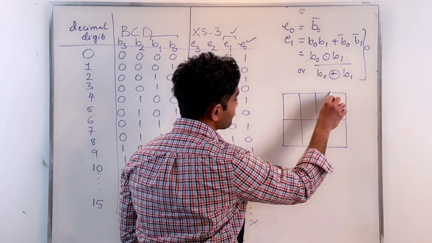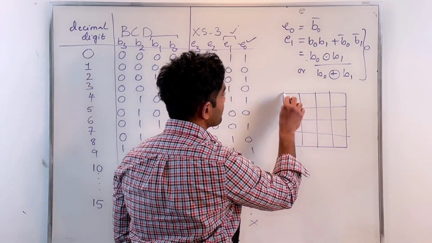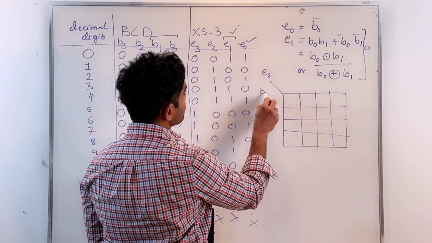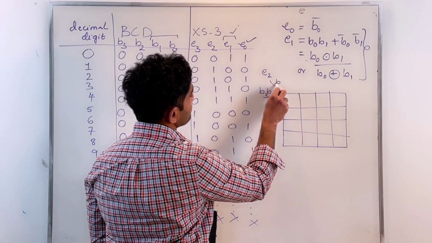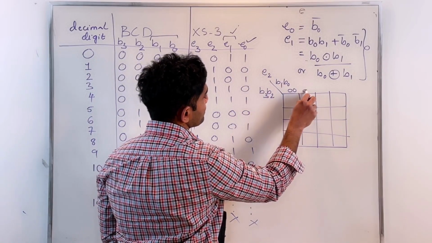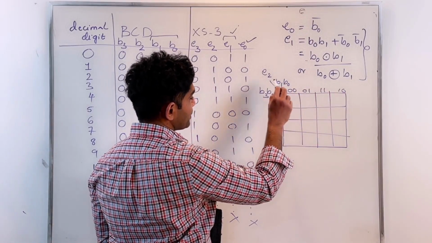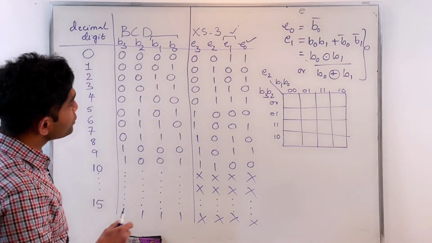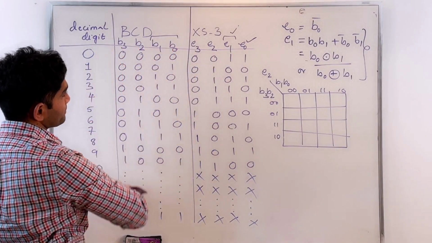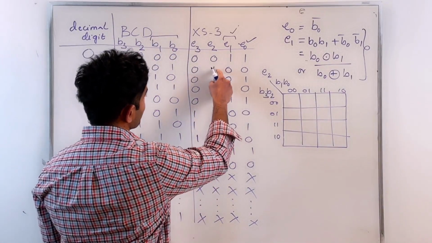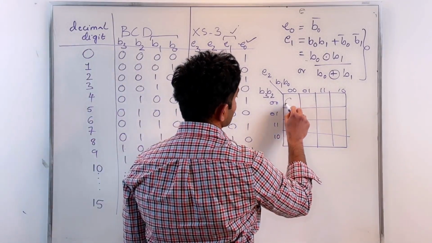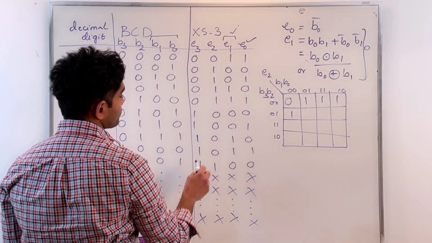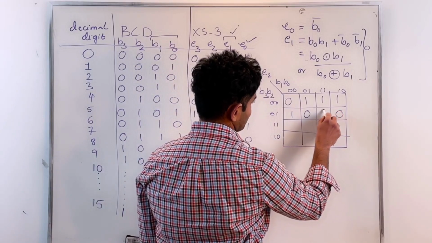So now I'm drawing a K-map for E2, which takes in inputs B3, B2, B1, B0. Okay, now let's put down the values for E2 as a function of B0, B1, B2, and B3. So I have 0, 1, 1, 1, 1, 0, 0, 0, 0, 0, 0, 0, 0.